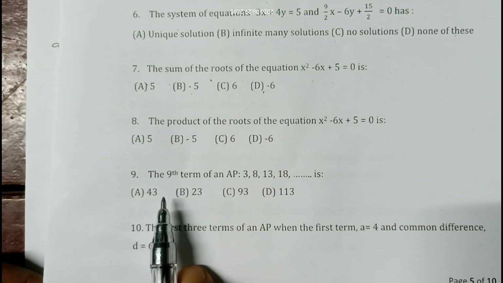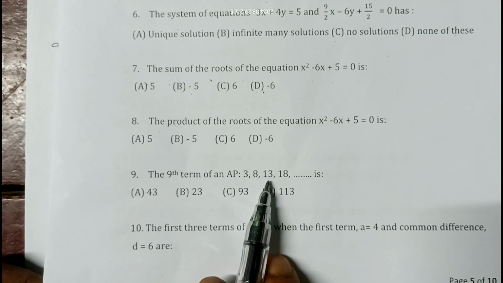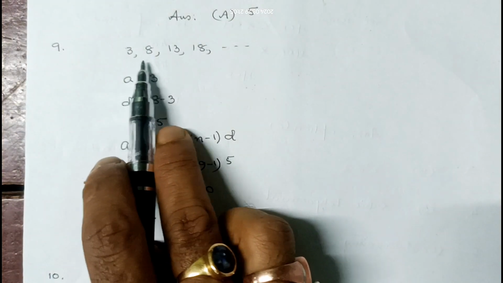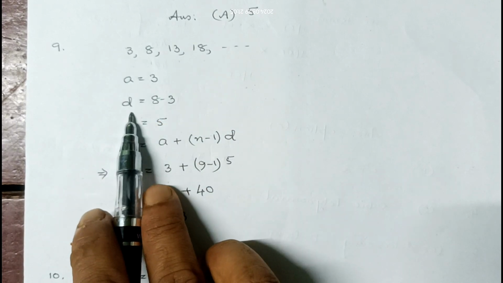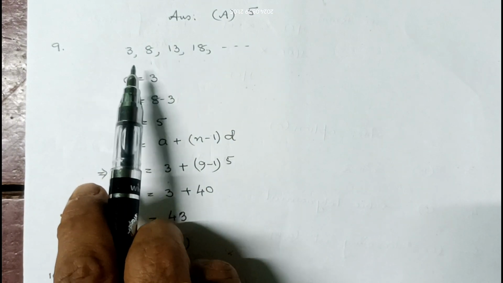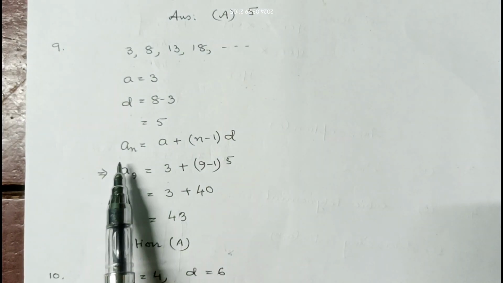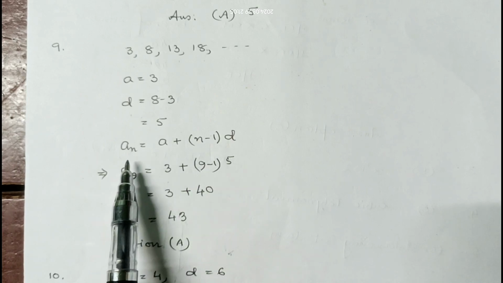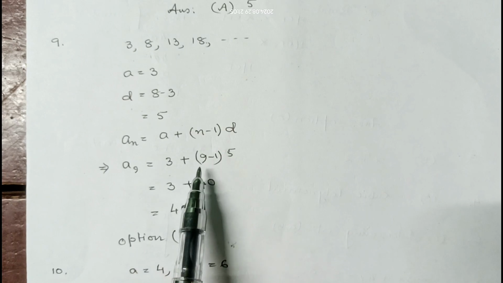In question number 9, it is given the ninth term of an AP 3, 8, 13, 18 is, 4 options are there. We have to find the correct one. Here it is given 3, 8, 13, 18. So here first term is 3, common difference, which is second term minus first term, that is 8 minus 3, which will give 5. We know the nth term formula, a plus (n minus 1) into d. Now we have to find the ninth term, so n will be replaced by 9. This n also we have to replace by 9.